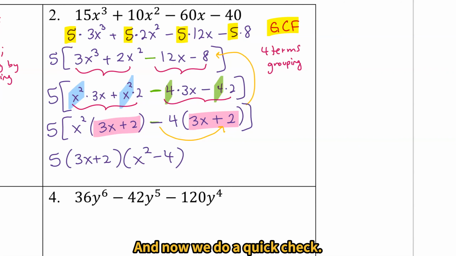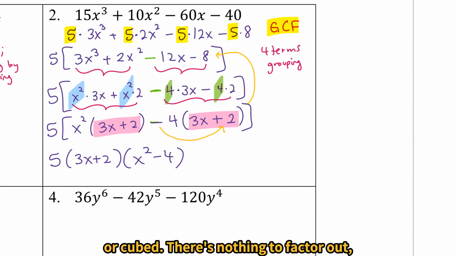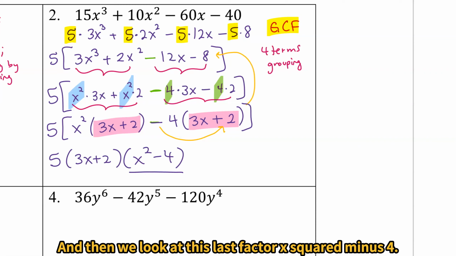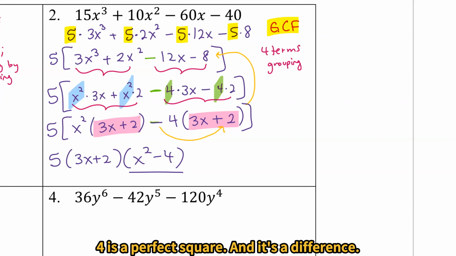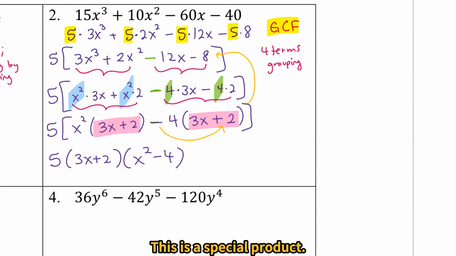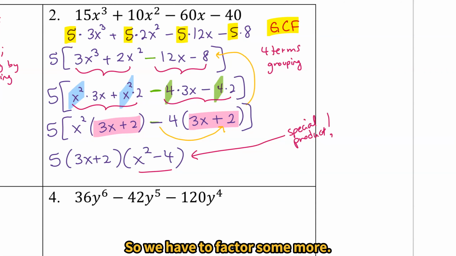And now we do a quick check. 5 is a number, we can leave it. 3x plus 2 has 2 terms, but none of them are squared or cubed, so there's nothing to factor out, and 3 and 2 don't have any common factors. And then we look at this last factor, x squared minus 4. We have a square, x squared. 4 is a perfect square, and it's a difference. This is a special product, so we have to factor some more.